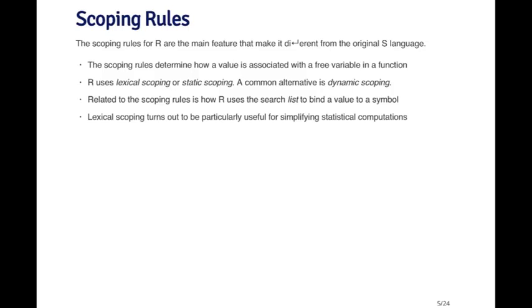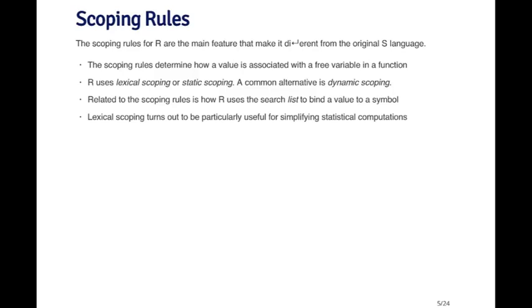So, what are the scoping rules? The scoping rules determine how a value is bound to a free variable in a function. If you're in a function, there are two types of variables. There are the function arguments that are passed through the definition of the function, and then there may be other variables or other symbols found in the function that are not function arguments. And the question is, how do you assign a value to those symbols? R uses what's called lexical scoping or static scoping, and this is a common alternative to something called dynamic scoping.